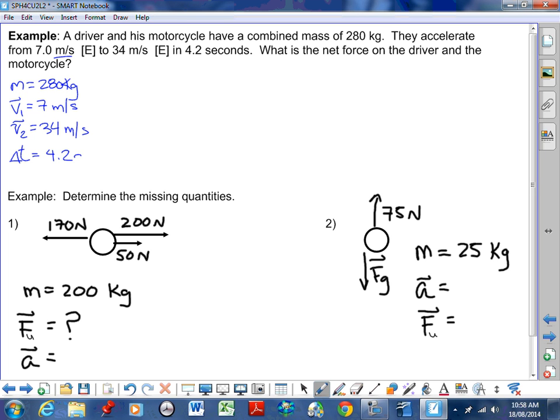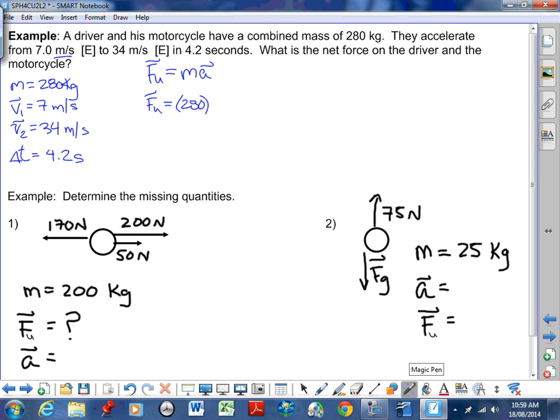Some people will see this already and not like where it's going. What is the net force on the driver and the motorcycle? Well, net force is your unbalanced force, Fu equals ma. We're looking for Fu. We know the mass is 280. We don't know acceleration, so we have to find acceleration. How am I going to find acceleration?